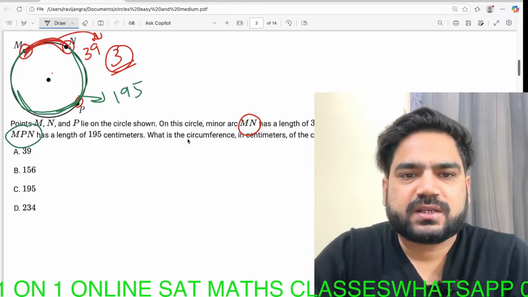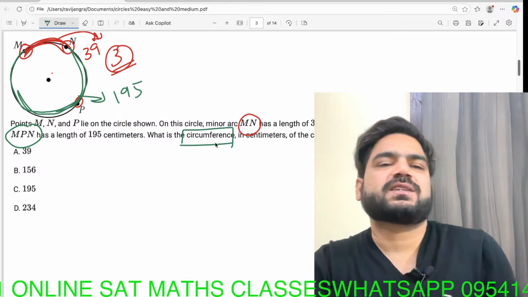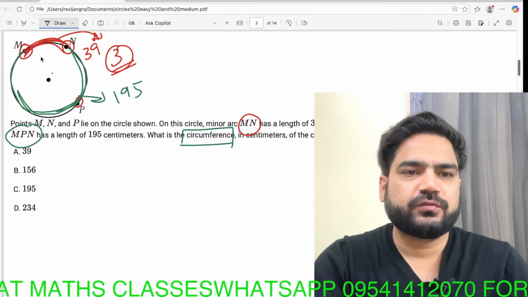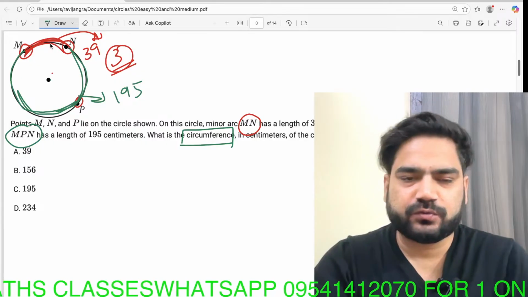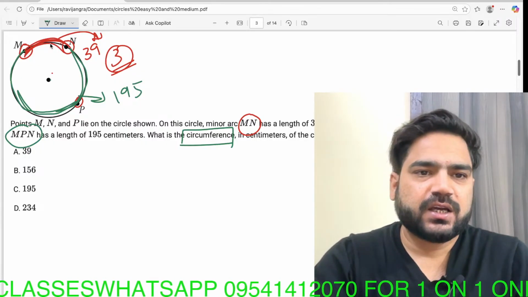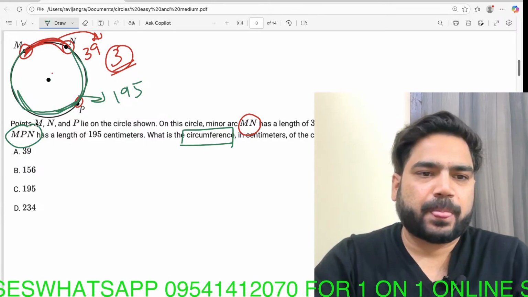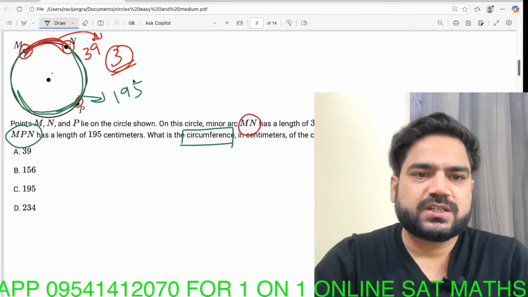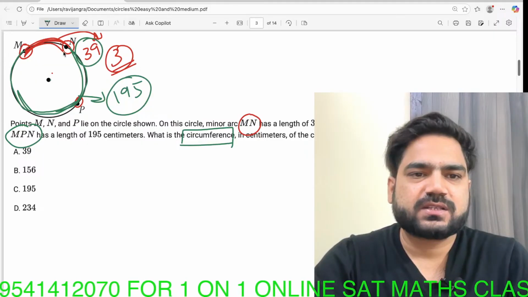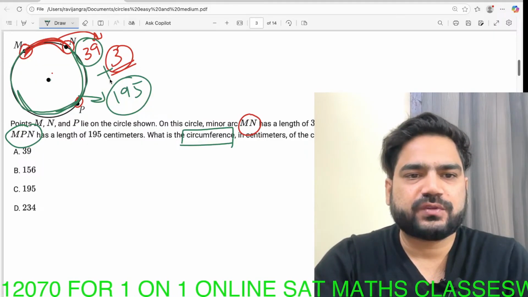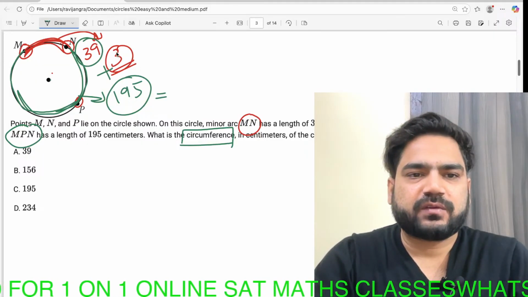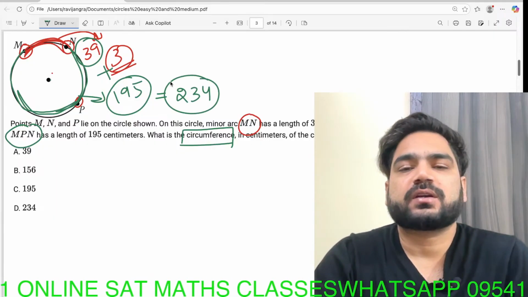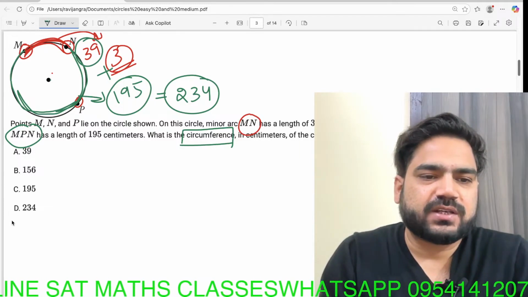So now they are asking, what is the circumference? Basically, what is the circumference of a circle? Circumference is the complete distance: if you do a complete revolution around the circle, you will get its circumference. So if you look at the complete revolution of the circle, you can see that this green arc, this major arc, is 195 and this minor arc is 39. So if you add 195 and 39, it will be 234, and this 234 is our circumference. So again, a very easy question.